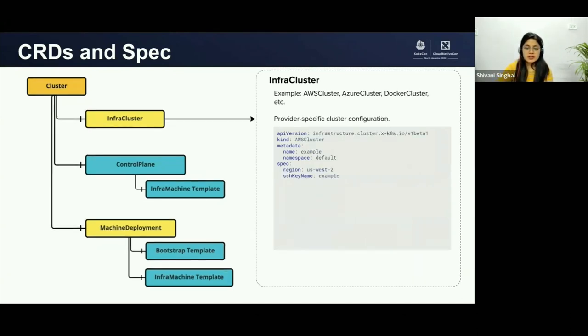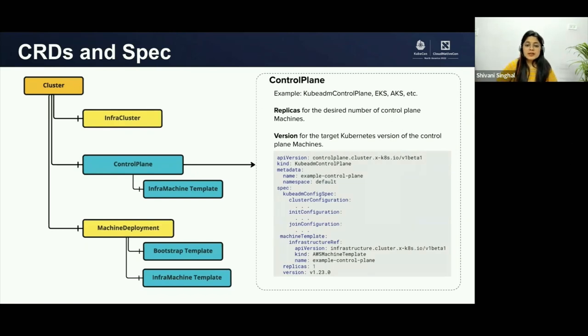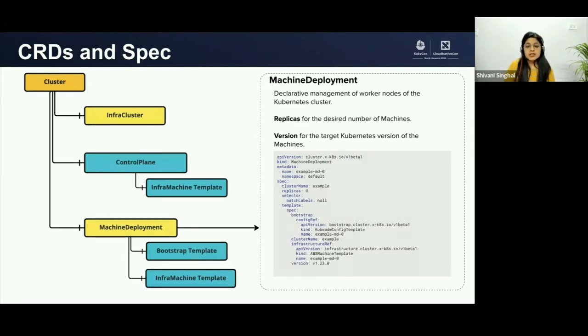Next, we have the infrastructure cluster. Infra can be AWS, Azure, vSphere, or even bring your own host. The specifications under infra cluster are based on the underlying infrastructure and have details required for that particular environment. Next, we have configurations for initializing your control plane. By default, CAPI supports kubeadm, and its related specifications like init and join configuration are mentioned in the control plane CRD. Once the control plane is initialized, we need machine deployments that define machines for the worker nodes. That's how all these CRDs interact with each other and how they are dependent on each other.